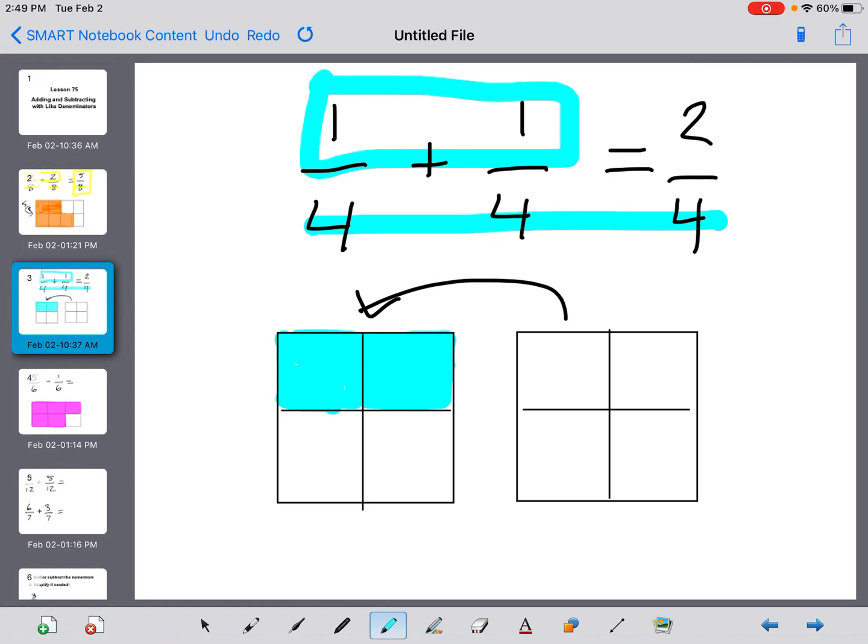Same thing we noticed earlier. The denominator remains the same. You don't do anything with that. All you do is the addition or the subtraction in the numerator. 1 plus 1 is 2.